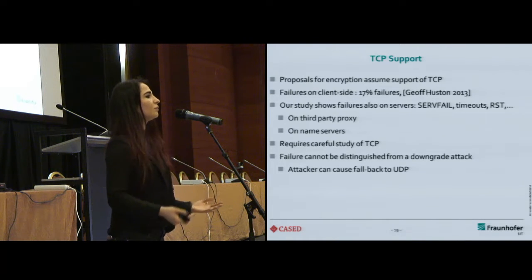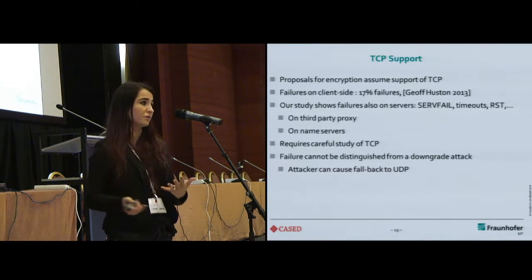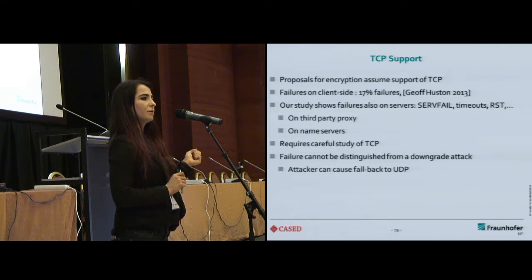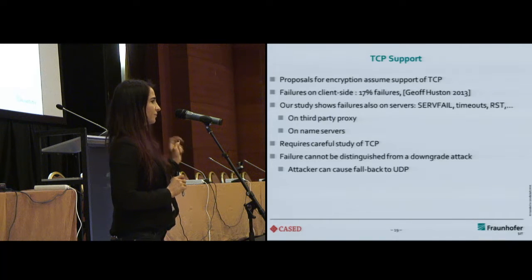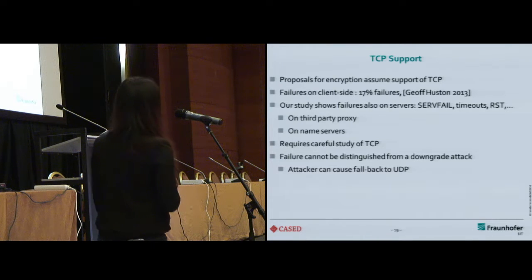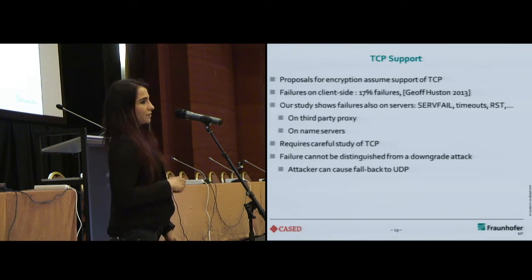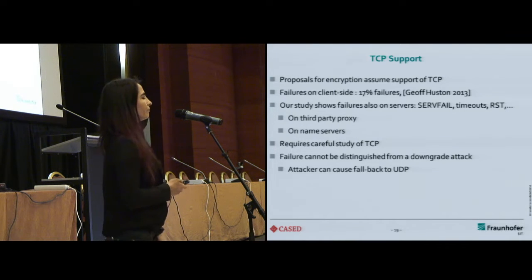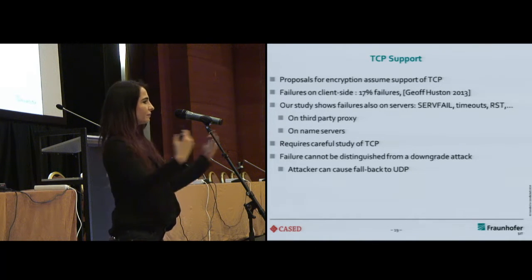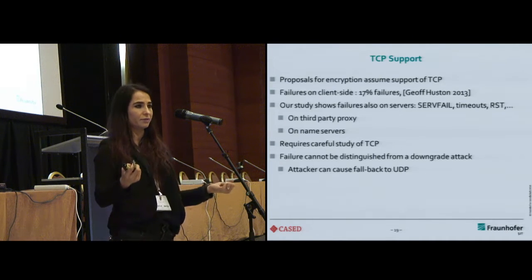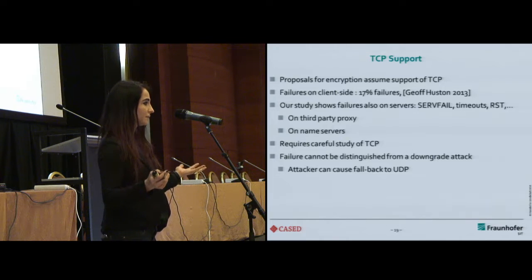And there was a folklore belief that TCP was slow. But it was shown that this overhead is actually not significant if you can pipeline queries and do other neat tricks. See the paper, this is in Security and Privacy. Okay, so then there is this effort to actually deploy TCP for DNS, and it seems that this may work well with respect to latencies and overhead.